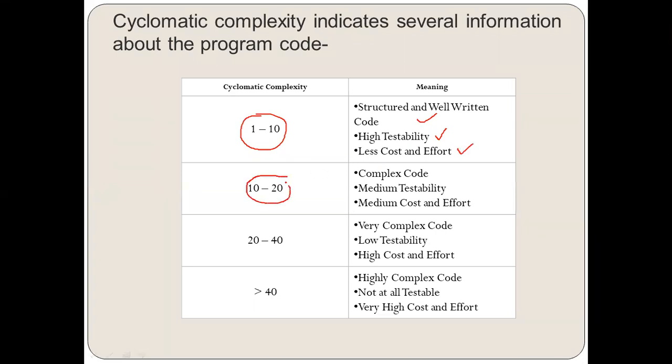Now moving further, 10 to 20, the complexity of code increases, testability is medium, and medium cost and effort. As you move forward, 20 to 40, the complexity is high and testability gets low, because if the complexity of the code is high, it will be difficult to test the code, which is a complex code. And if it is greater than 40, then it is not a testable code and it is highly complex, which will include high cost and high effort. Now, on the basis of this, you can easily get the MCQs.